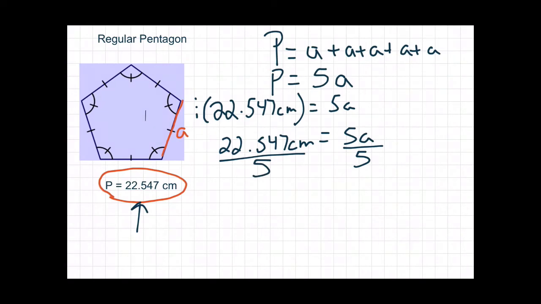So now I grab my handy dandy calculator, and I take 22.547 centimeters, and I'm going to divide that by 5, which gives me 4.5094 centimeters. 5 divided by 5 is 1. 1 what? 1A. So basically, the side lengths of the Pentagon are 4.5094 centimeters.